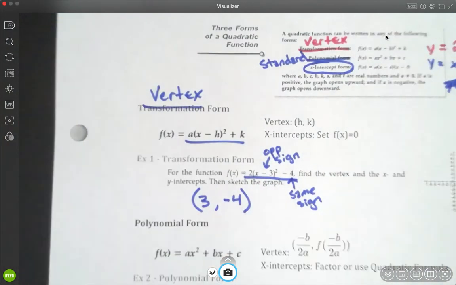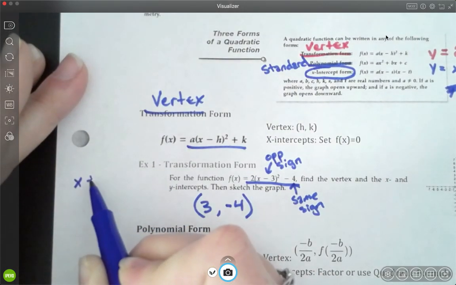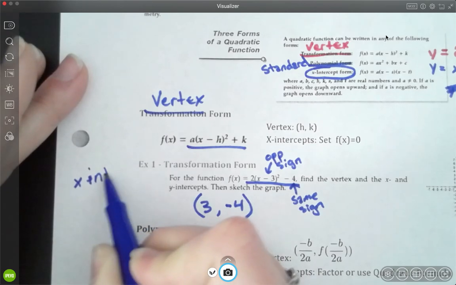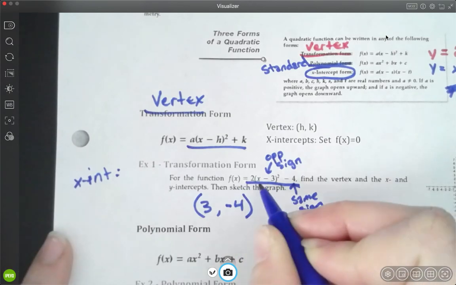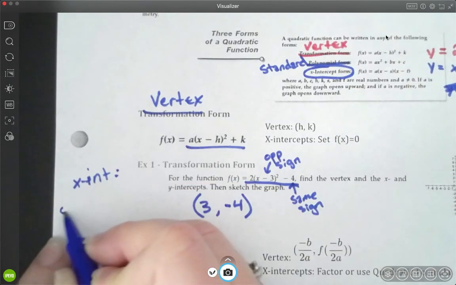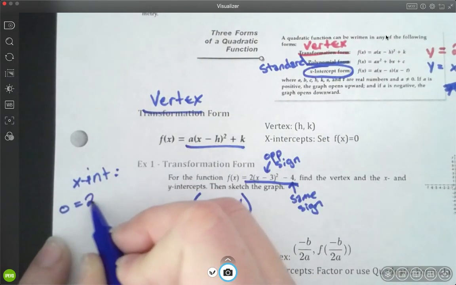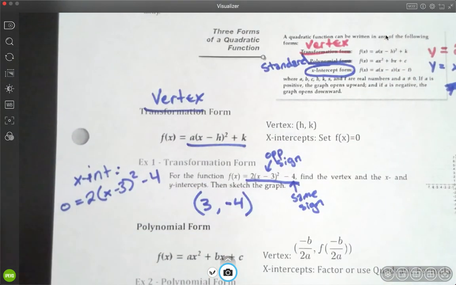So, let's do the x-intercept first. That one's harder. Here is my function: y equals 2 times (x minus 3) squared minus 4. If you're finding the x-intercept, you plug 0 in for y. So now we've got to move this around. We've got to solve for x. This one's not too bad, though. Some of the other ones are awful.